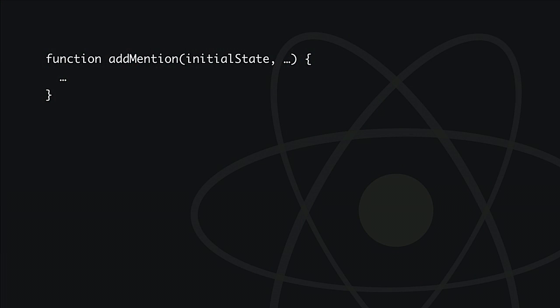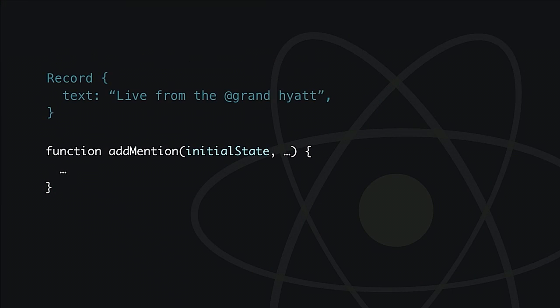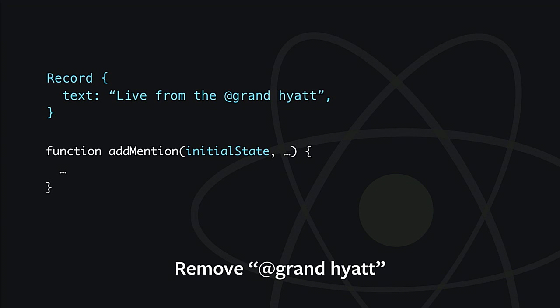So we're going to define some function add mention, and it's going to receive an initial state snapshot. And here's what that could look like. It's just a record, the plain text, live from the Grand Hyatt. Now what we're going to do on this is first, we're going to remove Grand Hyatt. It's pretty straightforward. We need to replace that text with something else, so we're just going to remove it completely.